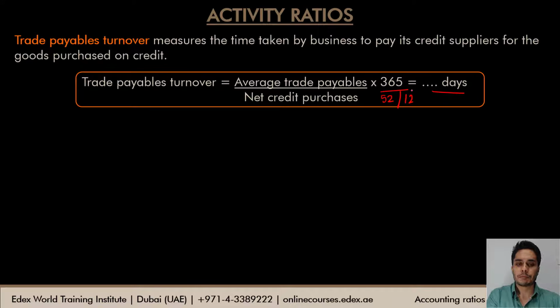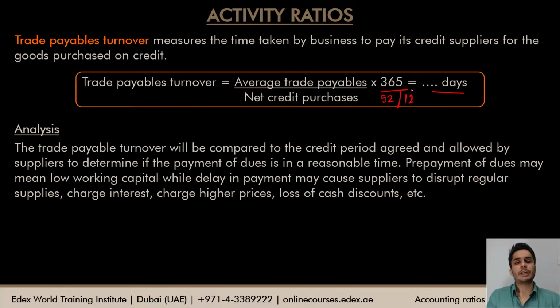If I want the ratio in weeks or months, I would instead multiply by 52 or 12 respectively. The trade payables turnover ratio can be compared to the credit period that was agreed with our suppliers to see if we are paying on time, before time, or we are taking more time than it was agreed. If we are paying before time, it indicates that we are not making full use of the working capital that is available to the business.